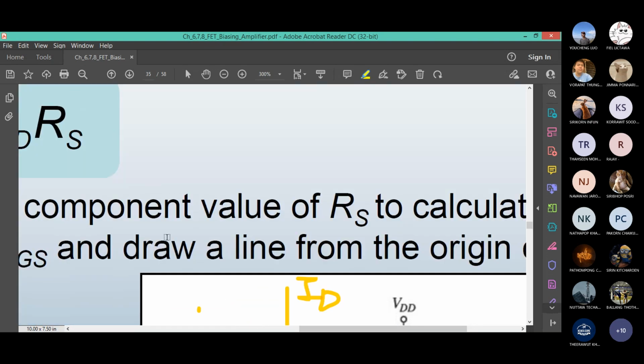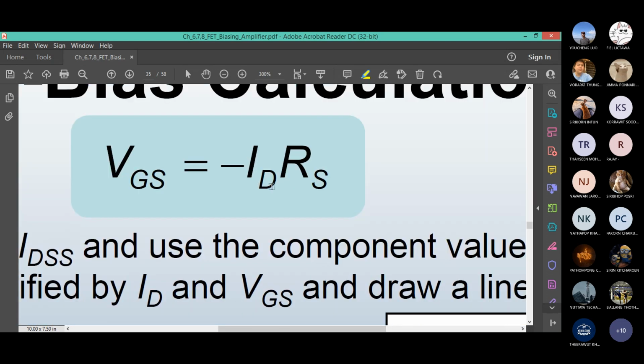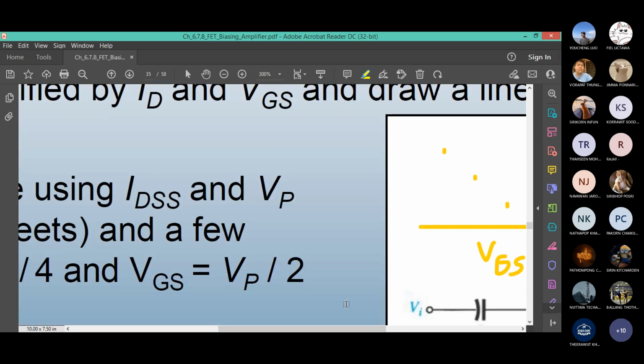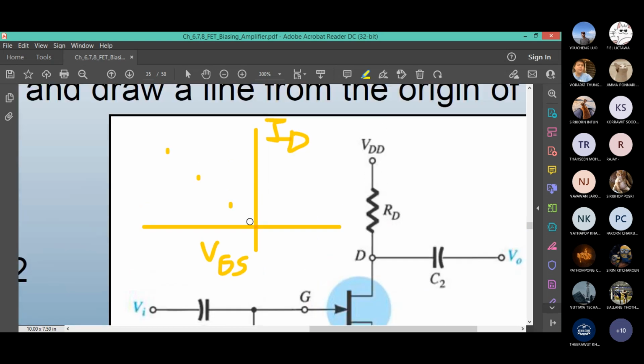When ID is 0, VGS is obviously 0. You can see it on the equation. ID is 0, VGS is 0. That's your first point. Your first point is in the center. If you take a scale now or a ruler, join the straight line. Okay, let me draw a straight line. You have a straight line. What is this line called? It is the load line that is coming from the circuit.